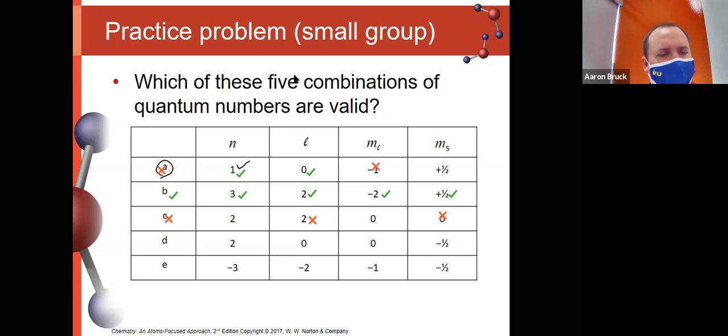All right. How many think that D represents a valid set of numbers? Okay, that's looking like most of you, and most of you would be correct here. Second energy level, L is less than or equal to n minus 1, so that's good. M sub L is no bigger than positive or negative L. Negative 1/2 is an allowed value. D is a good set. What about E?